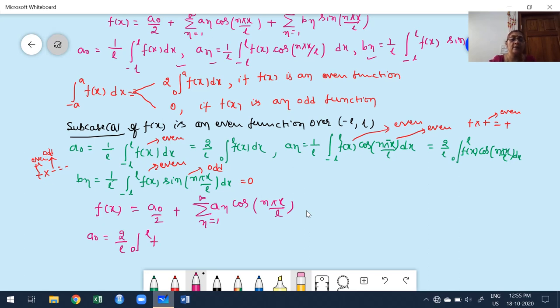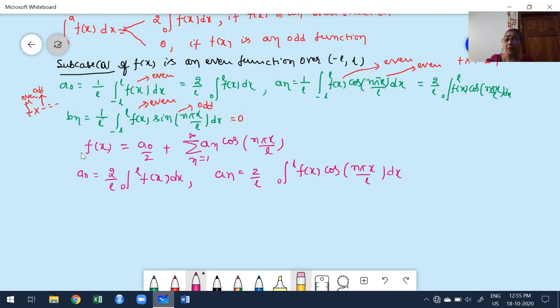a0 is 2 by L, integral 0 to L, f of x dx. And then an is 2 by L, integral 0 to L, f of x cos of n pi x by L with respect to x. Now move to the next subcase. What's the subcase? Suppose f of x is an odd function in the interval minus L to plus L. Subcase B.